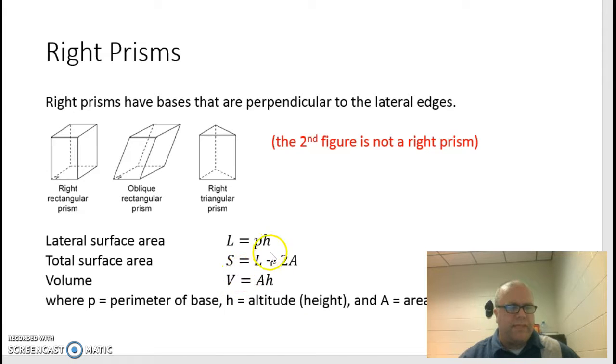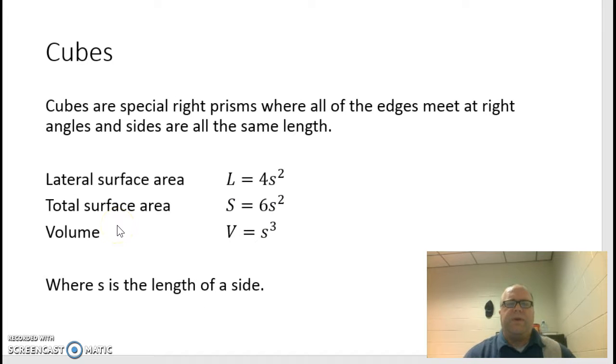So let's kind of do an example here. Or actually, before we do the example, let's take a look at cubes. So cubes are special right prisms where all the edges meet at right angles and the sides are all the same length. Basically, it is creating a cube where we're going to have 6 identical squares that all meet at right angles, enclosing some type of space. So here the S stands for the length of the side.